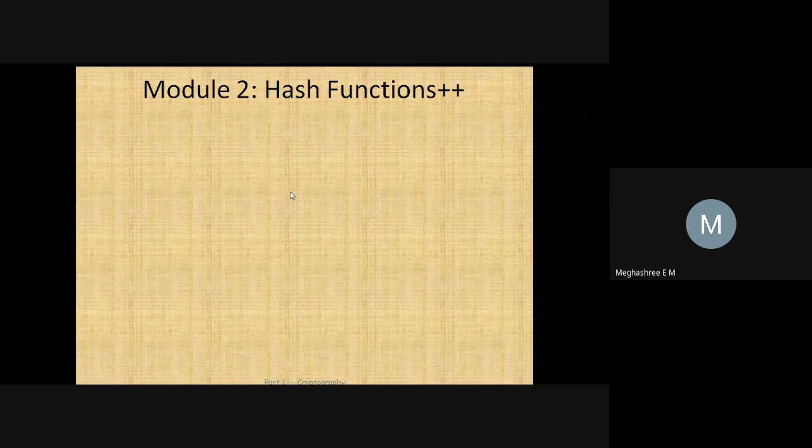So this module 2 is completely about hash functions, okay? And also we studied the different attacks that can be performed on the algorithms used for encryption and decryption. So all these topics we studied under module 1, but this module 2 is completely on hash functions.